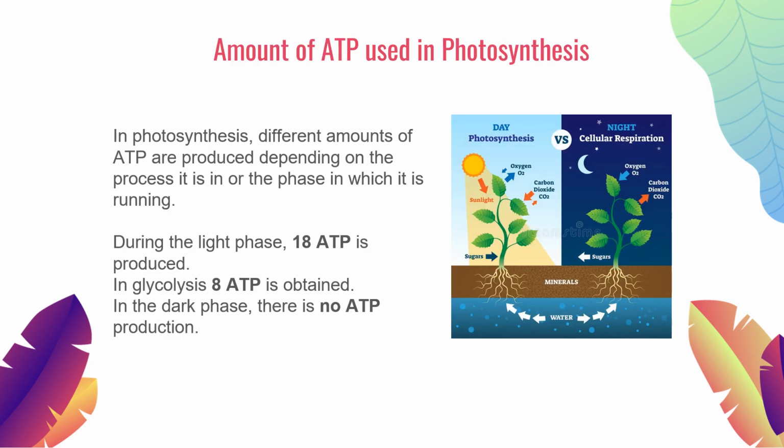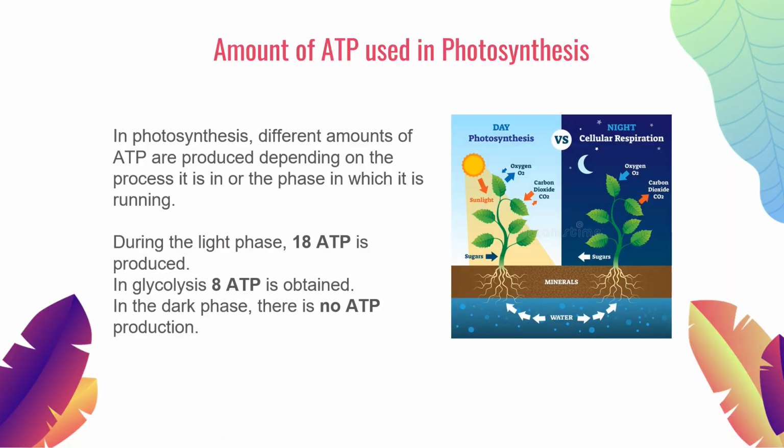Amount of ATP used in photosynthesis. There are different amounts of ATP that are produced, depending on the process or the phase in which it's running. During the light phase, 18 ATP is produced. In glycolysis, 8 ATP is obtained, and in the dark phase, when there is no light, there is no ATP production.